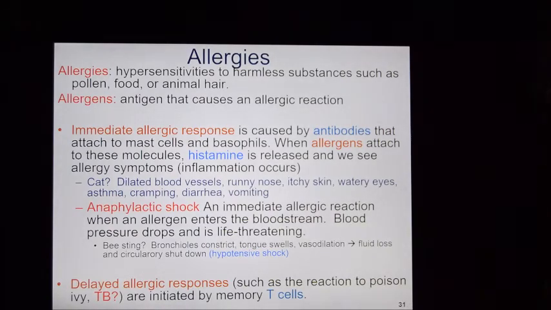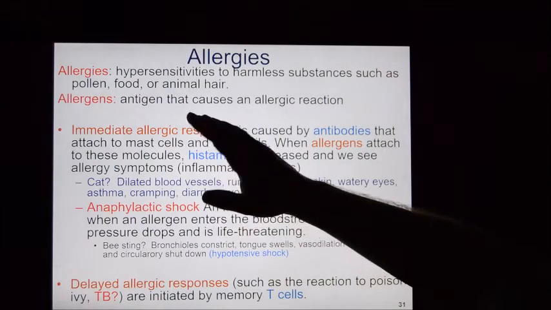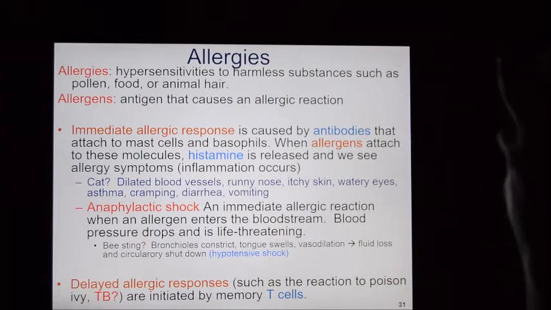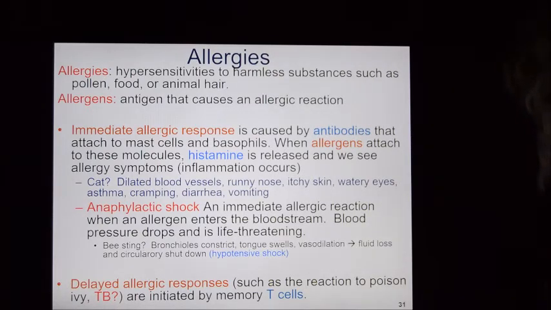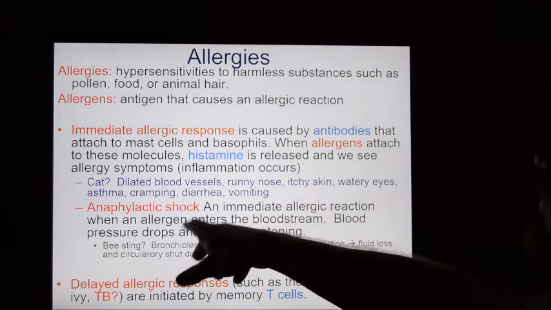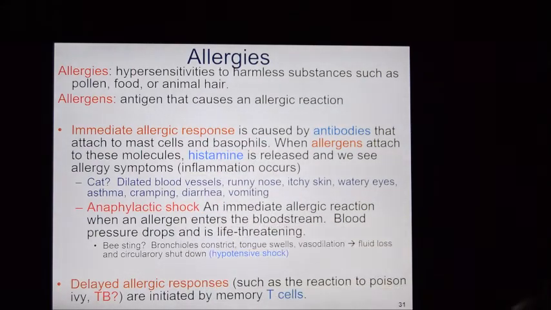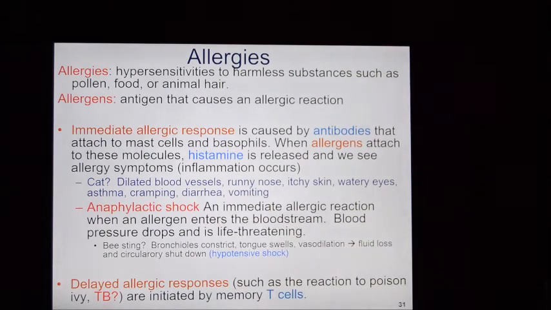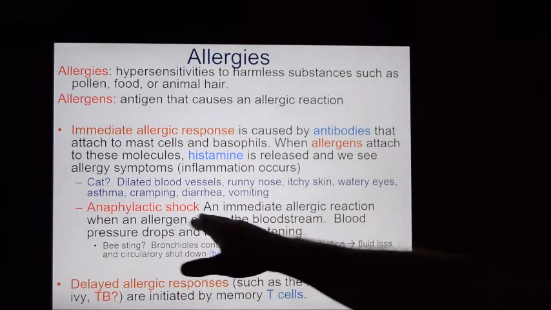Breathing in pollen causes all your upper respiratory tract to freak out and release histamine. And what histamine does is it causes local inflammation that causes the production of piles of mucus, and your nasal passages get all gross and swollen. It's just not a fun experience. Runny nose, itchy skin, watery eyes, asthma, even at the extremes, cramping. Things can get worse and worse. So food allergies, for instance, causing diarrhea and vomiting. And then there's anaphylactic shock.